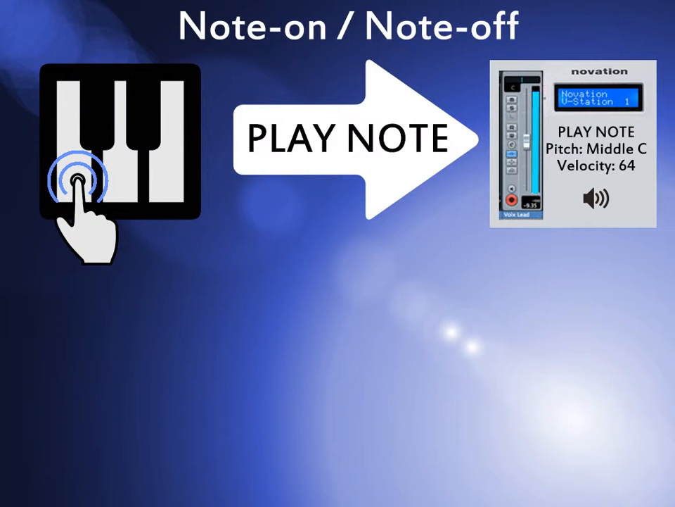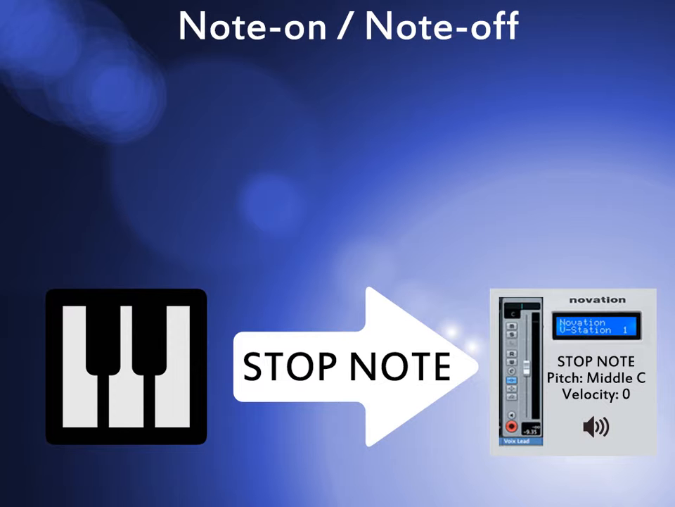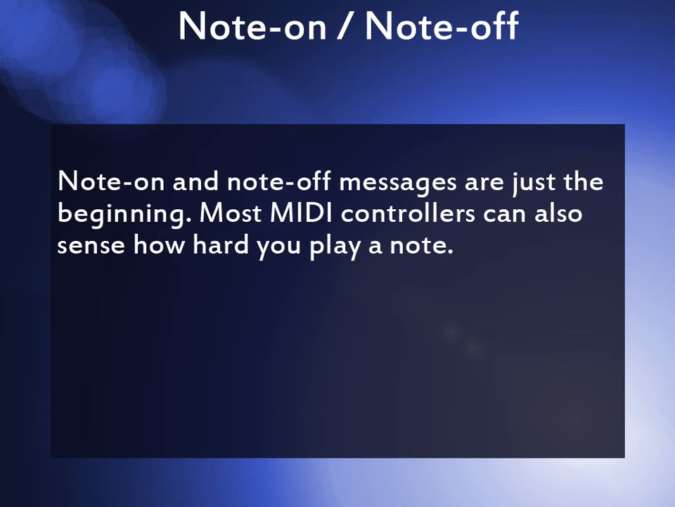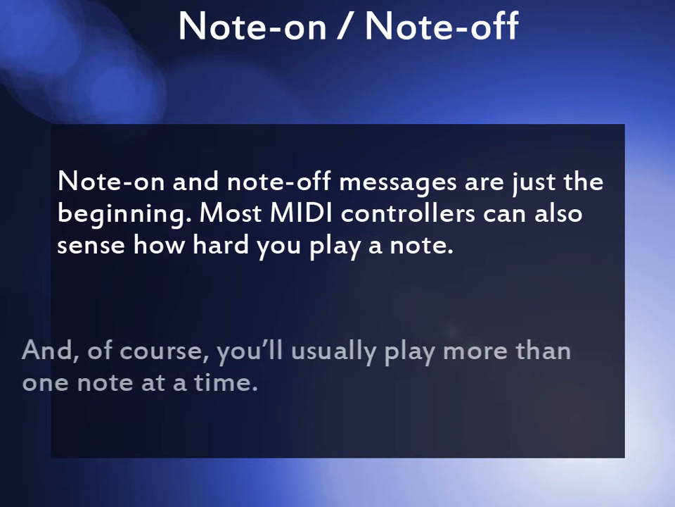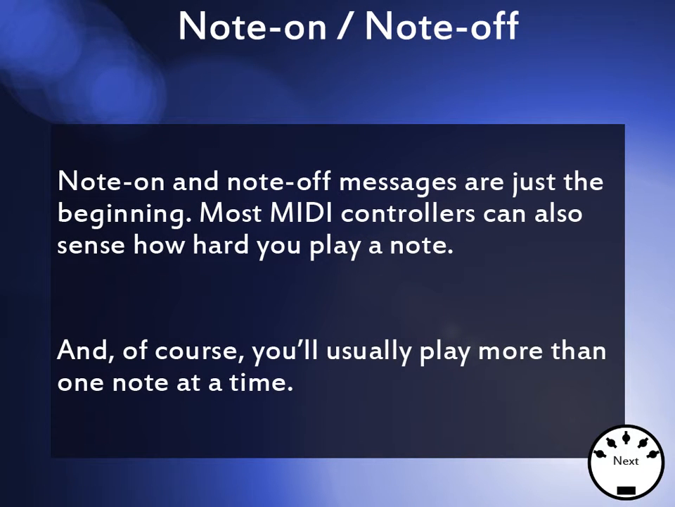Here we can see the MIDI keyboard playing a middle C note at a velocity of 64. Upon release, the information has stopped being sent to the MIDI instrument. Note on and note off messages are just the beginning. Most MIDI controllers can also sense how hard you play a note. And of course, you'll usually play more than one note at a time.